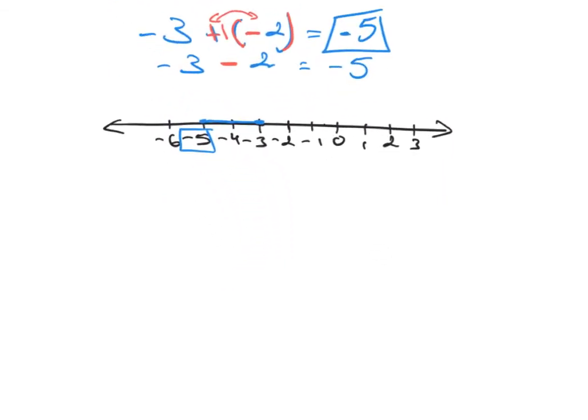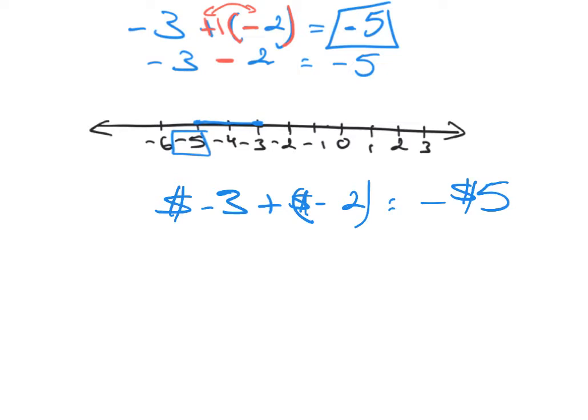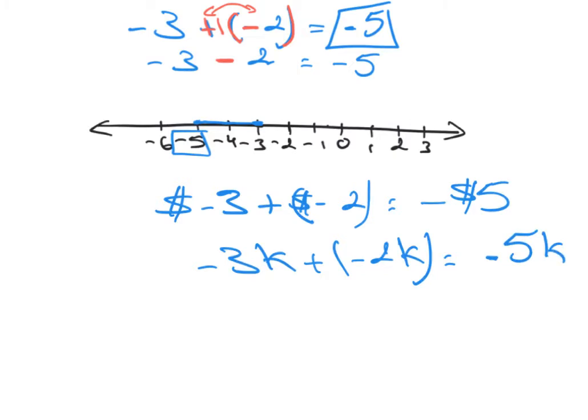Another way, if we want to use money, for example: you spend $3 in a grocery store, so it's going to be negative 3. That's spending $3, and then you spend another $2. So at the end, you spend $5. Or maybe you owe the bank: you spent $3,000 on a credit card, and then you spend another $2,000. So at the end, you're gonna owe $5,000. So when you add two values with the same sign, whether positive or negative, you keep the sign and you add the values.